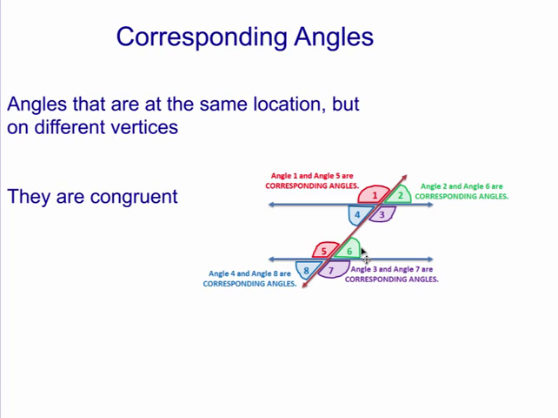Likewise, angles 2 and 6, angles 3 and 7, and angles 4 and 8 are also all corresponding. And once again, they share the property that they are congruent. So whatever the measure of angle 1 is, so is the measure of angle 5. Whatever the measure of angle 4 is, so is the measure of angle 8, and so on.